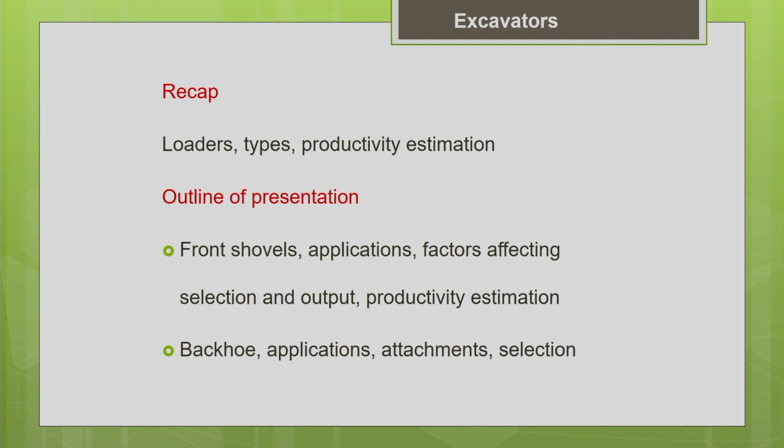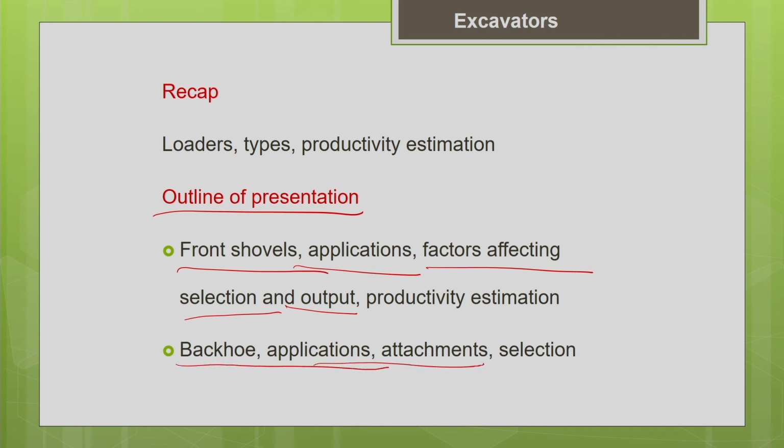So, let us look into the outline of today's presentation. We will be discussing the front shovels, their applications, the factors affecting the selection of the front shovel, and the productivity of the front shovel and how to estimate it. Then we will discuss the backhoe, its applications, the possible attachments which can be used for different applications of the backhoe, and how to make the selection of the backhoe. These are the things we are going to discuss in the upcoming slides.